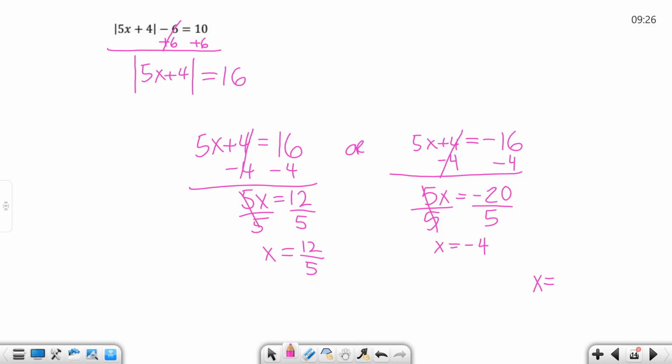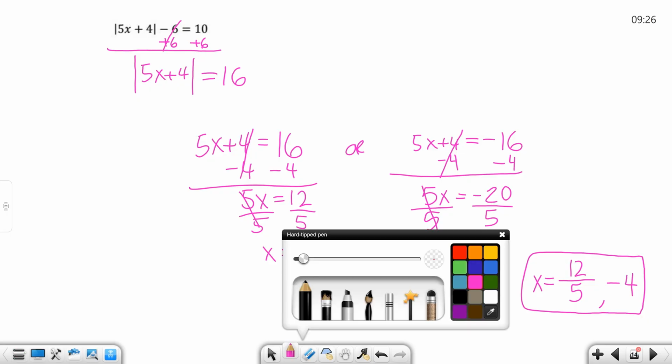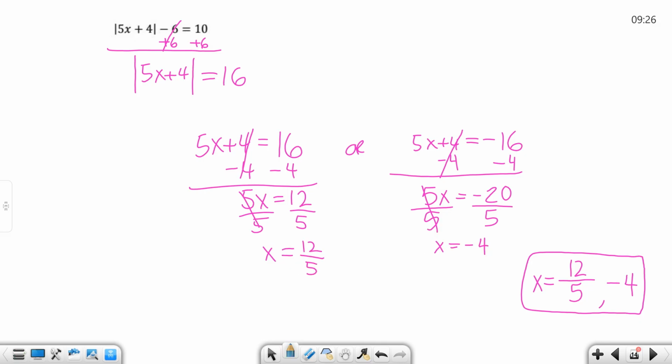So now my answer is what? I have x equals 12/5, comma, -4. X equals 12/5, comma, -4. So those are my two solutions. And it could be -4, comma, 12/5. All right? But again, the first thing I had to do there was move the -6 from the left side to the right side. I need to get the absolute value by itself. Get the absolute value by itself. Solve for that like that was y or z or m or x, some variable by itself.